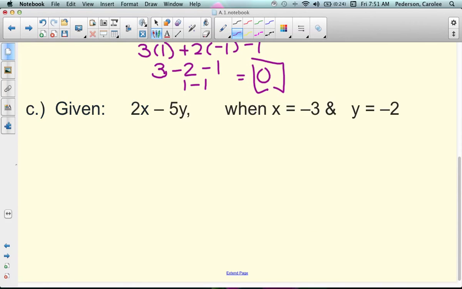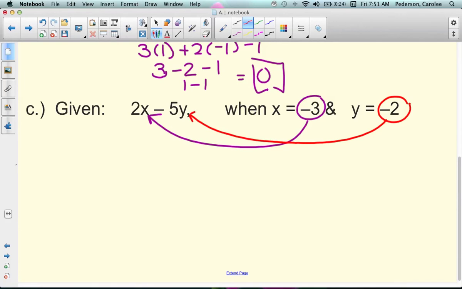Last example. We have two pieces to evaluate. We have when x is negative 3, and when we have y equaling negative 2. Now we're set to substitute. So 2, replace the x with negative 3, minus 5 times negative 2. And now let's do some simplifying.